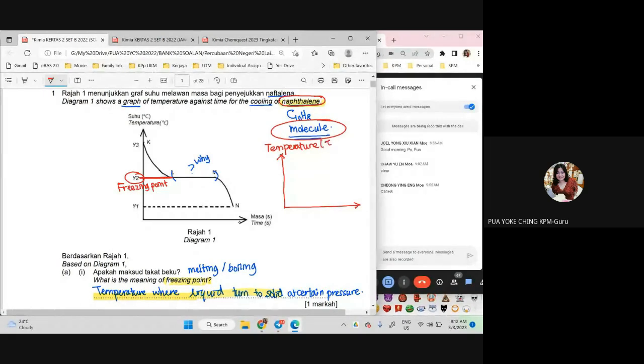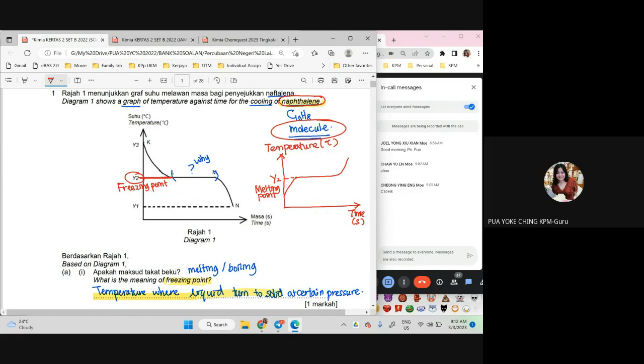So degree Celsius, this is time in second. So it will go up. This is also your Y2. But when it becomes heating, Y2 will become the melting point. Remember, freezing point and melting point are the same.